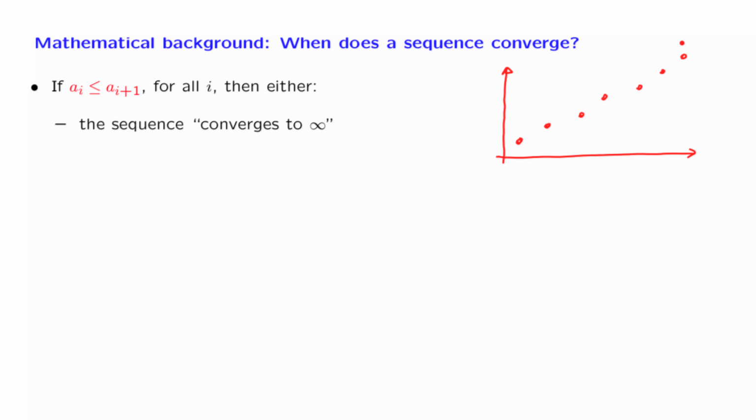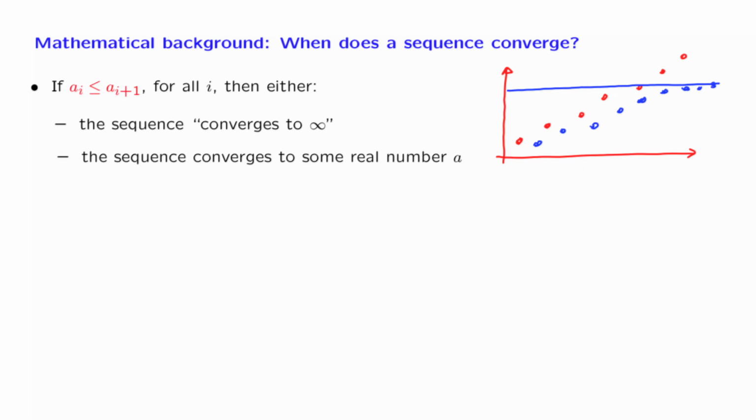But if this is not the case, if it does not converge to infinity, which means that the entries of the sequence are bounded, they do not grow arbitrarily large, then in that case, it is guaranteed that the sequence will converge to a certain number. This is not something that we will attempt to prove, but it is a useful fact to know.